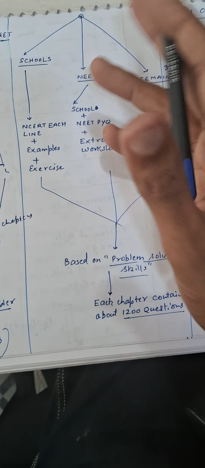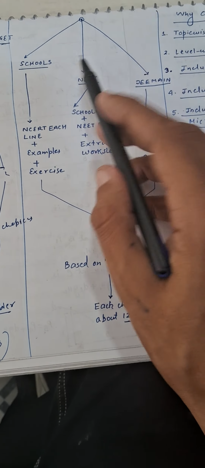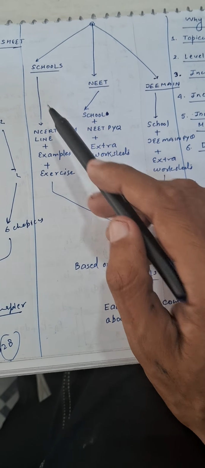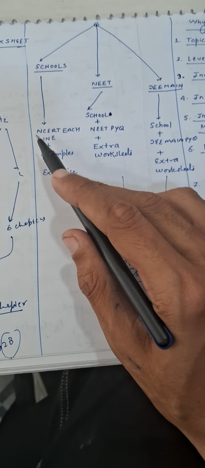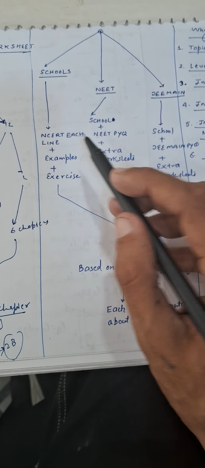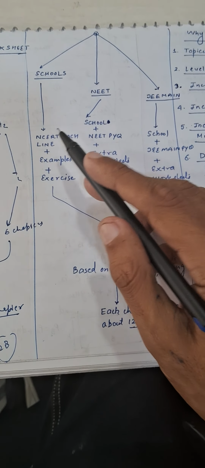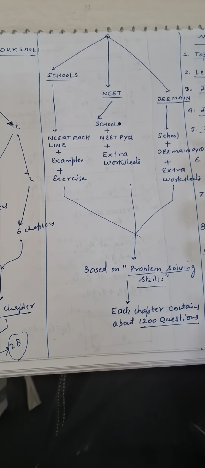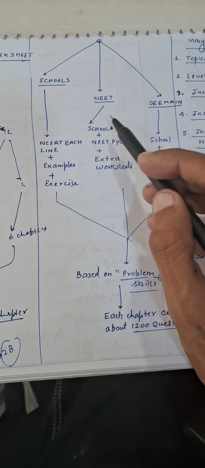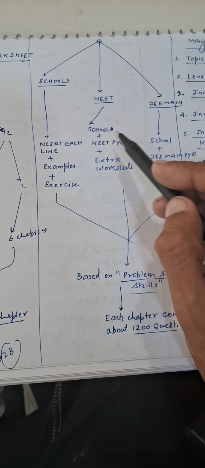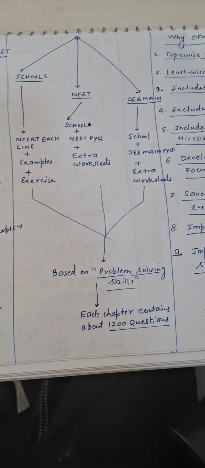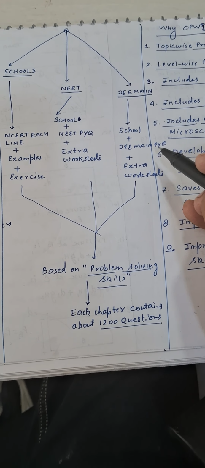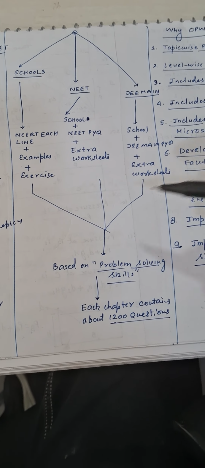Now there are three different categories of preparation: for schools, for NEET and for JEE Main. For schools, we have questions based on each line of NCERT. Then we have examples and exercises as given in NCERT. We shall be discussing all of these through the video lectures. For NEET, we shall add in addition to these the NEET PYQs and the extra worksheets. Similarly for JEE Main, the content will be school plus JEE Main PYQs plus some extra worksheets.